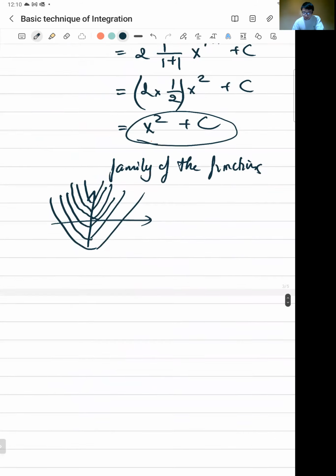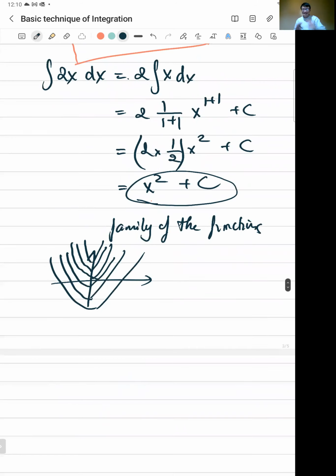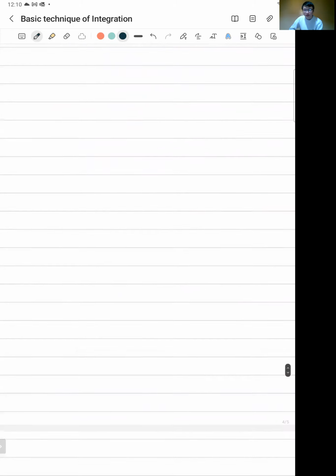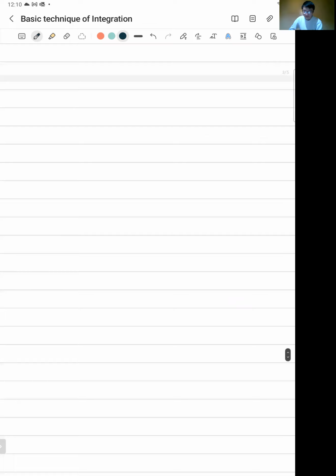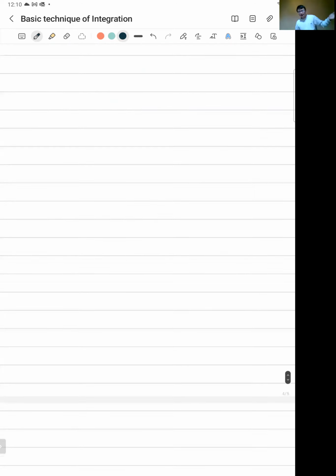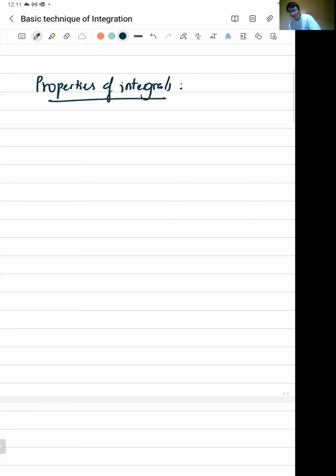Okay, so now using this idea, let's talk about some properties of integral. Now we get an idea of what indefinite integral is, so we're going to jump into something called the properties of integral. All right, so what are the properties of it?